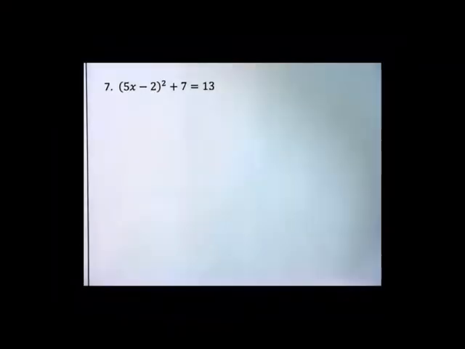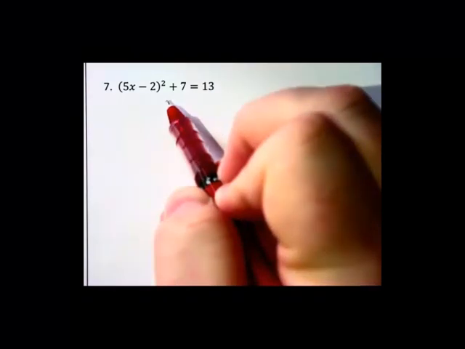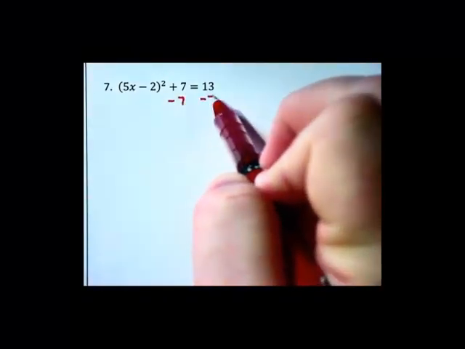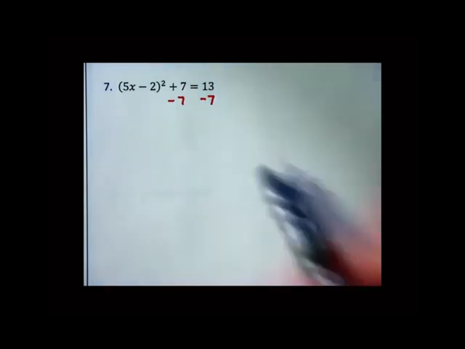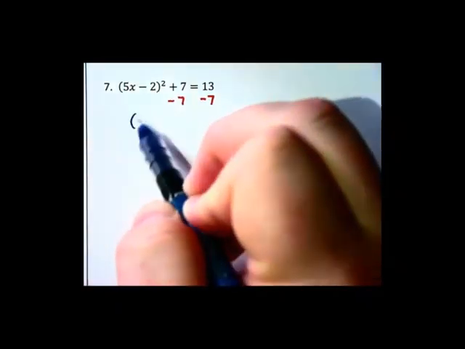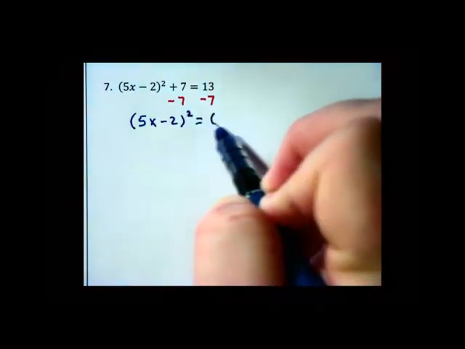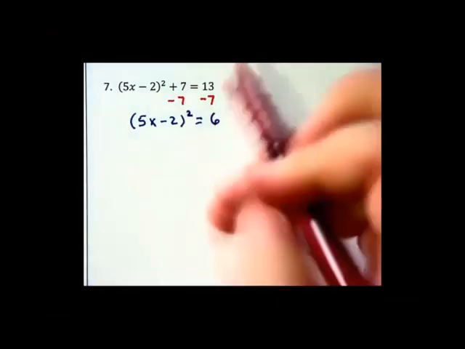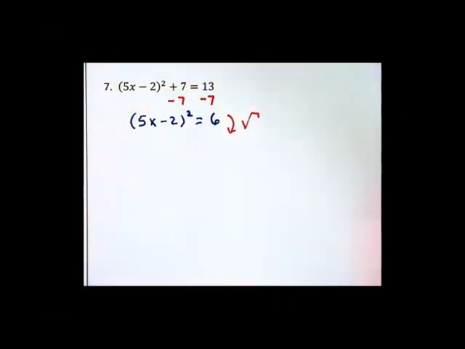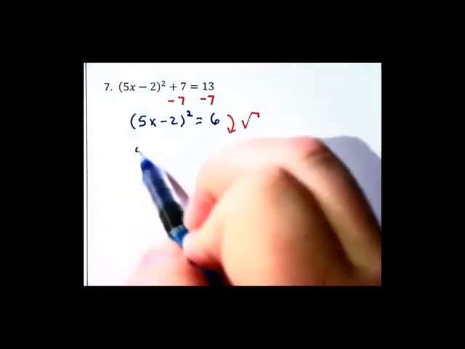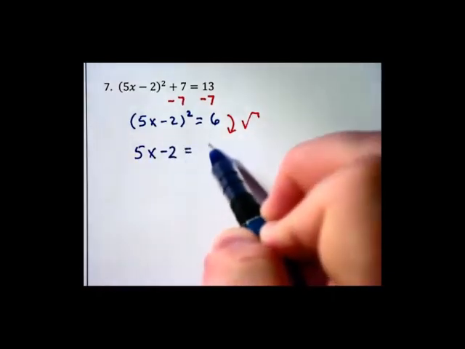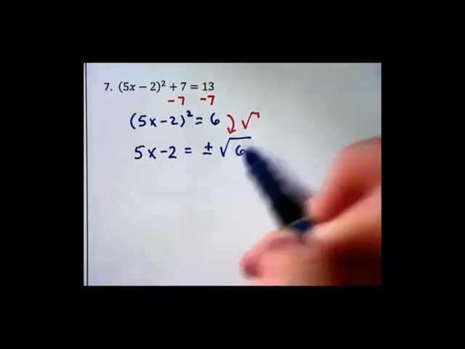Okay, this next problem has a plus 7 on the left-hand side, and just like with our square root equations, we had to isolate the radical on the left side of the equation. Here too, we need to isolate the square on both sides of the equation before we square root. So we're going to subtract 7 on both sides, giving us 5x minus 2 quantity squared equals 6. And then we're going to undo that square on both sides by square rooting each side of the equation. That will give us 5x minus 2 equals plus or minus, don't forget that, root 6.